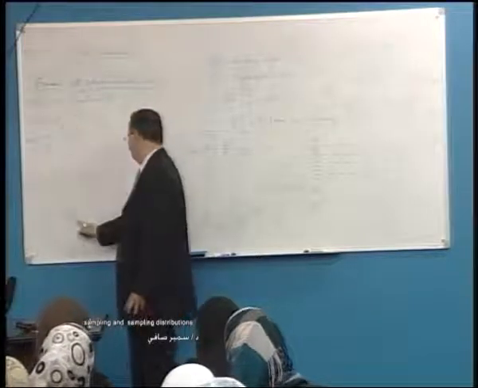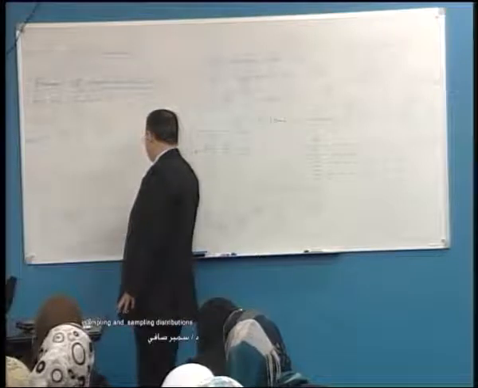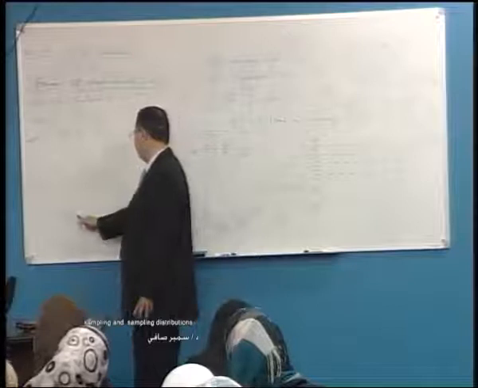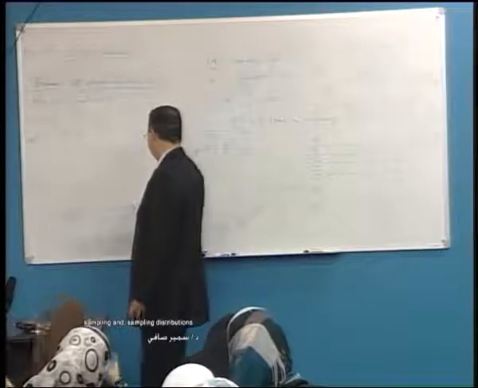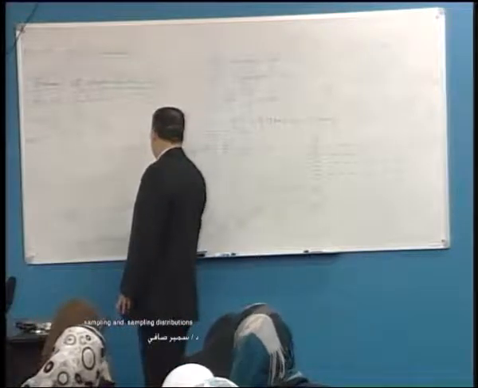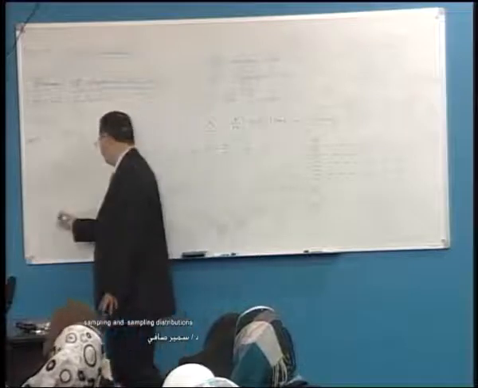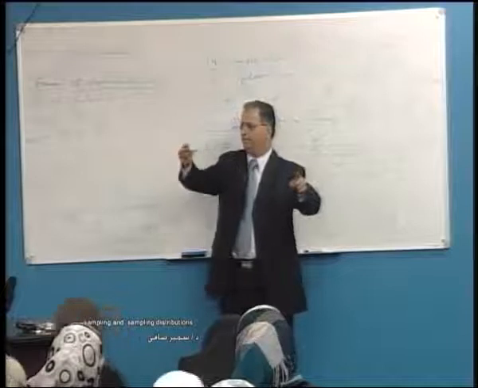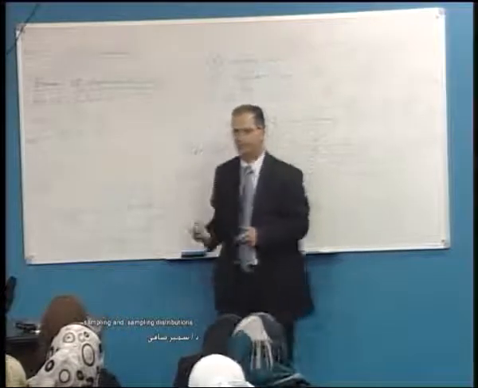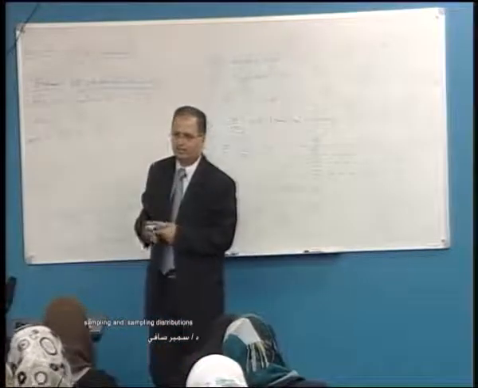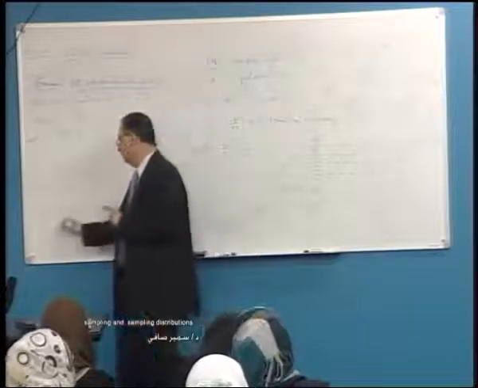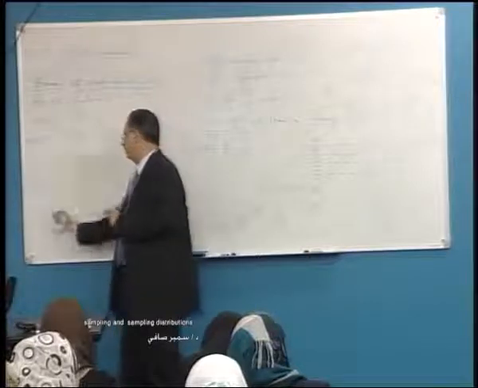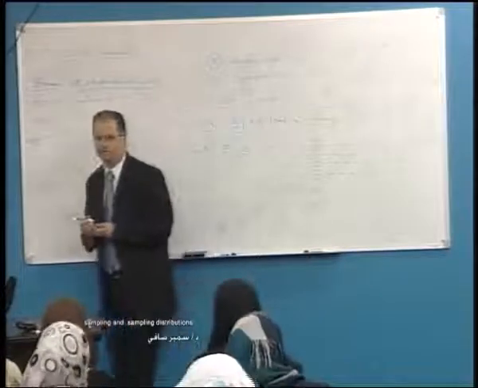So I have to choose student number 1, then skip 5, choose number 6, and so on. It's called systematic because if you know the first item and the step, you can know the rest.